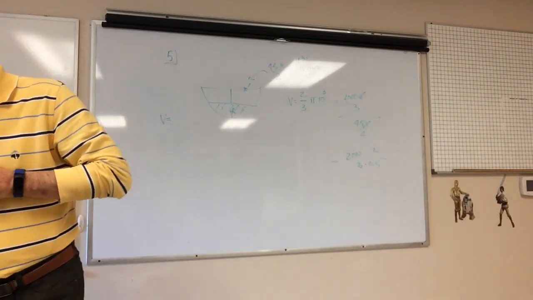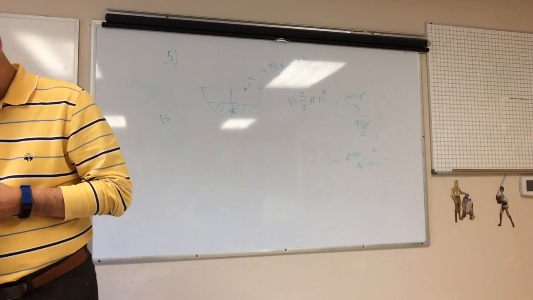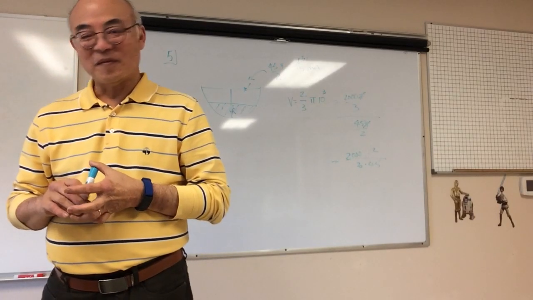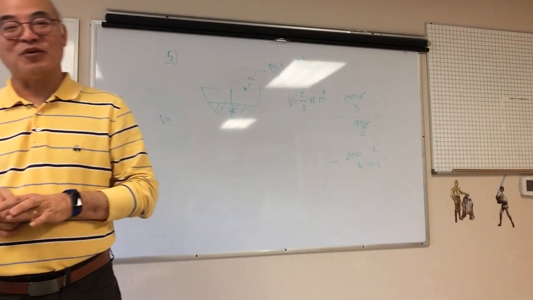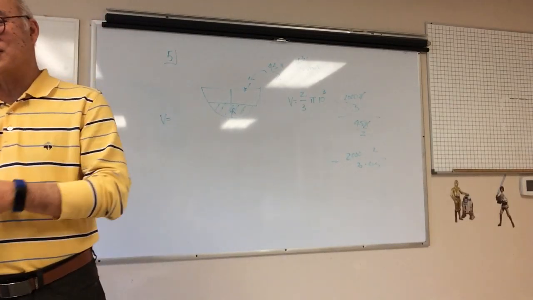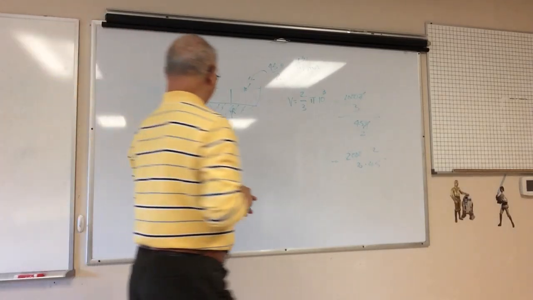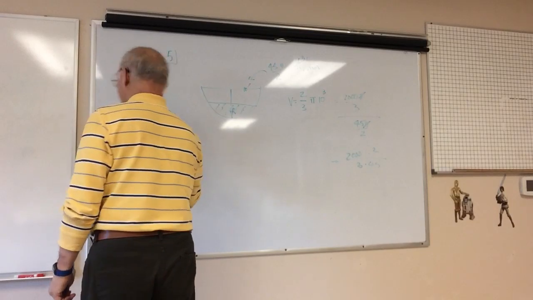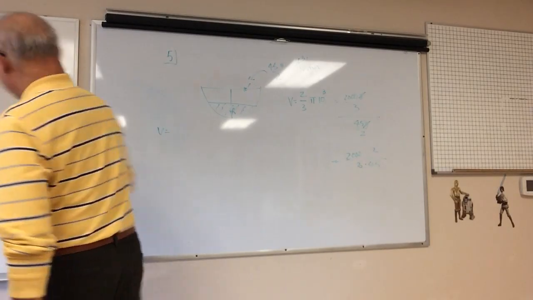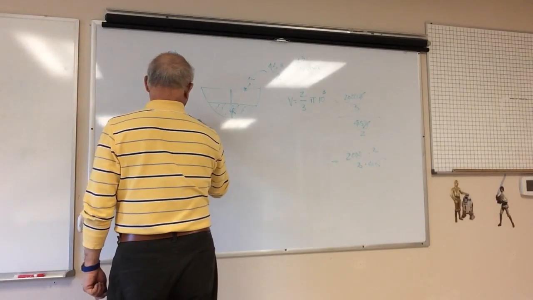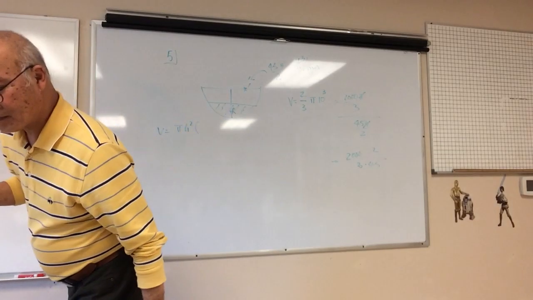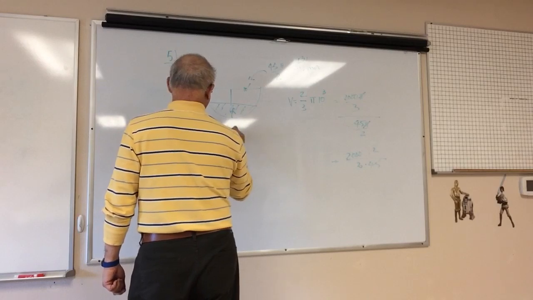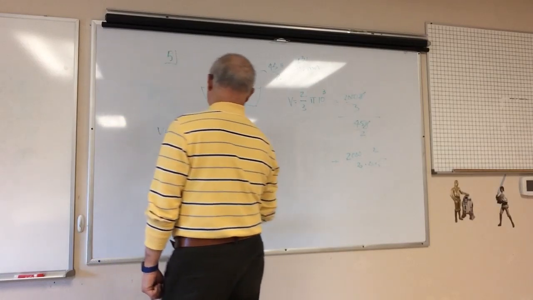For your convenience, it's given to us. You may assume and use this formula. If I were to give this question to you guys, I would give you this. So V is equal to pi h squared times (3r minus h), all over 3.